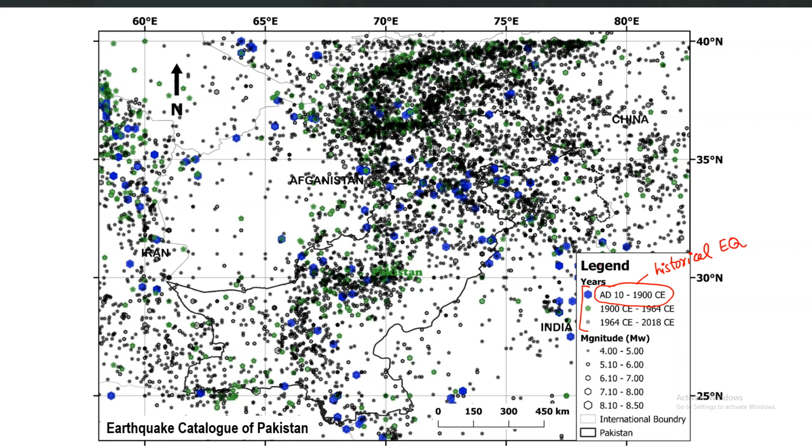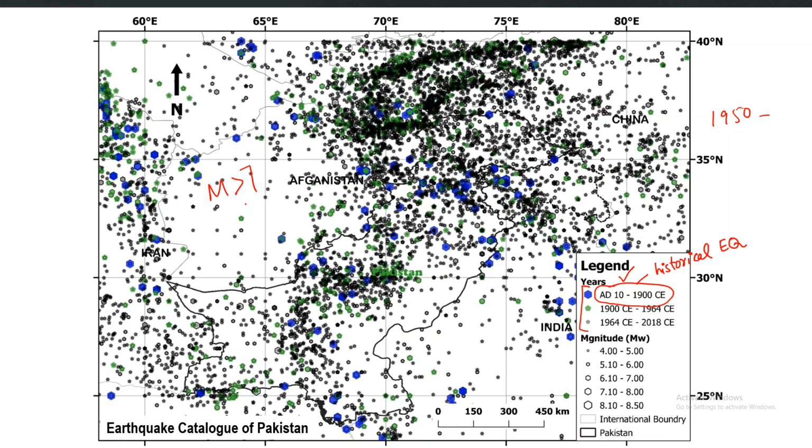But from the 1900s onwards, you may have some basic instrumental records or data. And then from maybe the 1950s or 60s onwards, you have relatively more reliable instrumental data. The size of all of those marks shows the magnitude. One observation from this map is that all of the blue marks, which are historical earthquakes, are large magnitude earthquakes, maybe magnitude greater than 7.